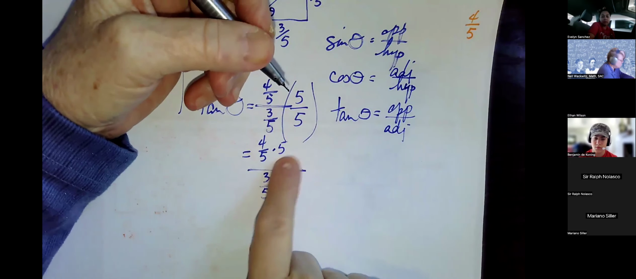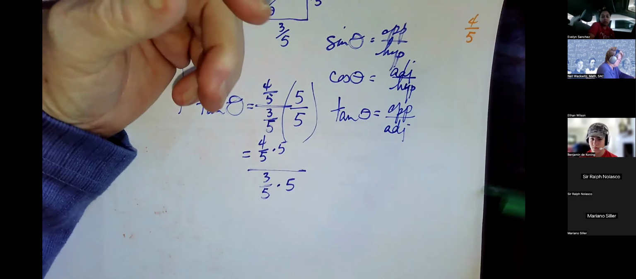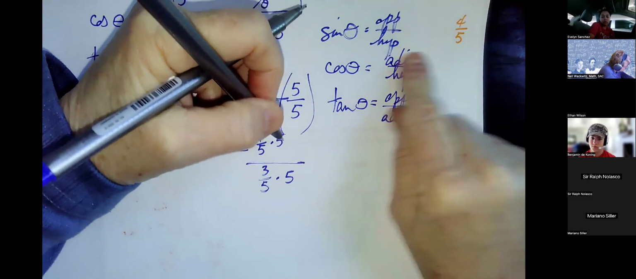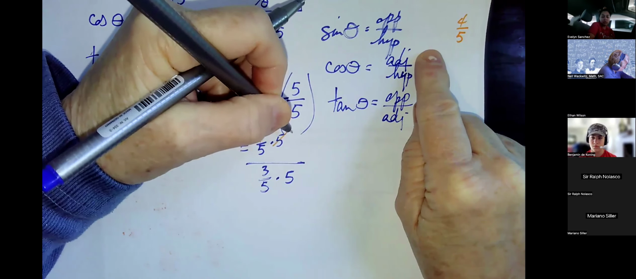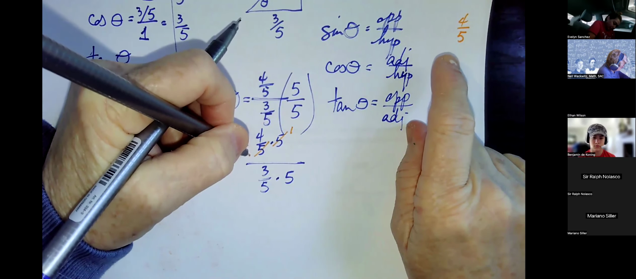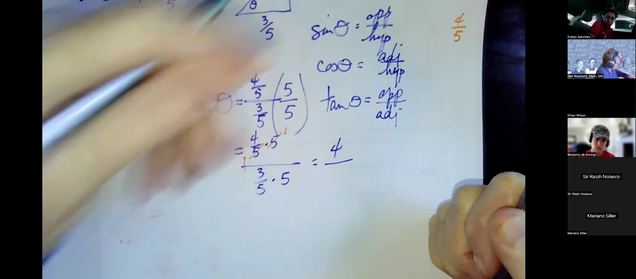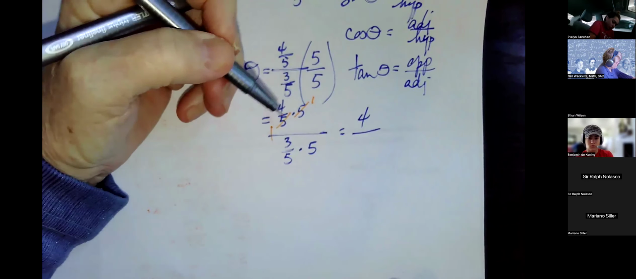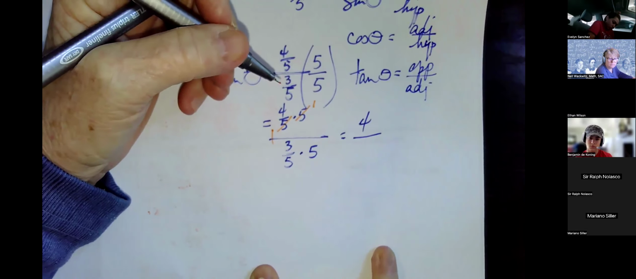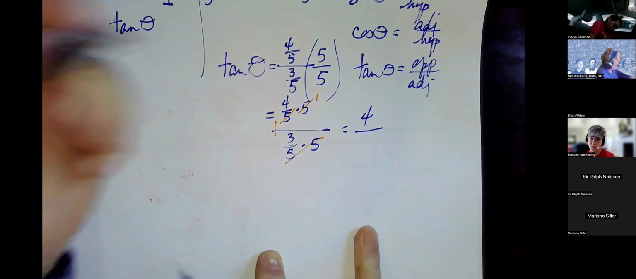So 5 is the same as 5/1, yes? Yes. So 5 goes into 5 one time, and 5 goes into 5 one time. So we're left with, in the numerator, 4. And what happens in the denominator? The same thing, and we're left with 3.